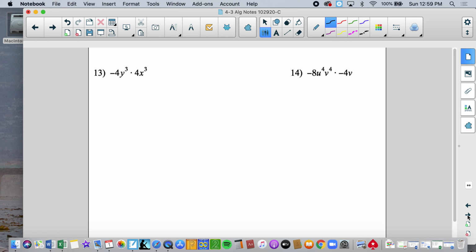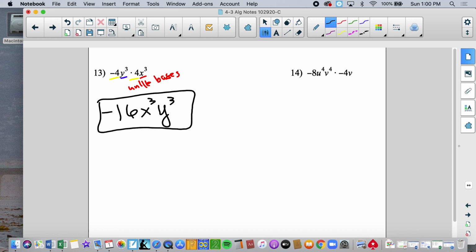This is a really good one. A lot of students make mistakes here. Let's multiply those constants. Negative 4 times 4 is negative 16. We cannot add the exponents of y to the third and x to the third because they are unlike bases. So we'll just put it in standard form. X is going to come before y. So my answer is negative 16 x to the third, y to the third.